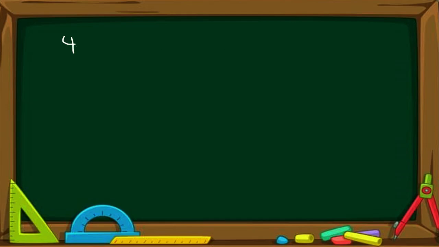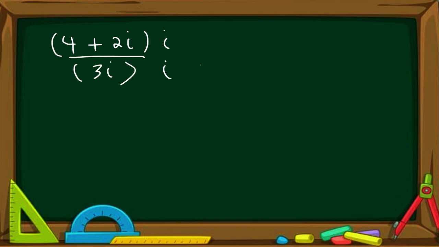So how can you convert this expression to standard form? Let's say we have 4 plus 2i divided by 3i. So first, we need to get rid of the imaginary number in the bottom. So let's multiply the top and the bottom by i. So on top is going to be 4i plus 2i squared. On the bottom, we're going to have 3i squared.